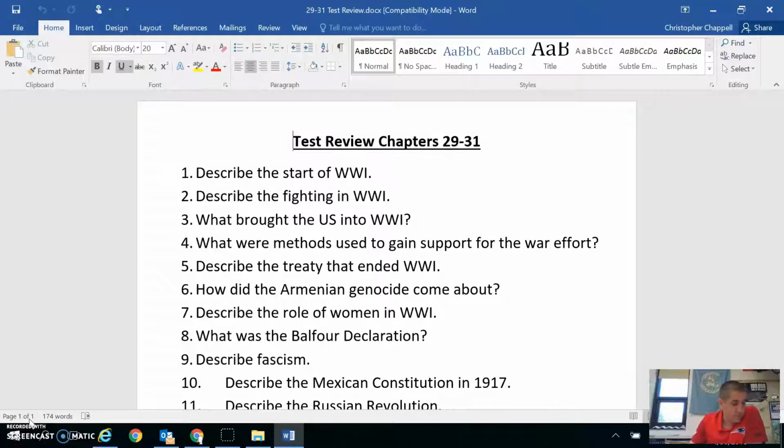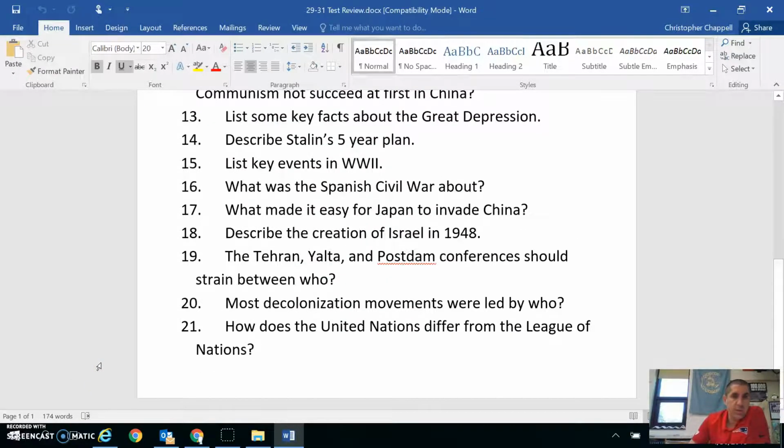Number 18, the creation of Israel started a war, and it came about primarily because of the Holocaust. Number 19, be familiar with the Russian involvement and the U.S. and the British involvement in this. Number 20, sorry, I can scroll down here so you can see these questions, but hopefully you've got your sheet with you. Number 20 is about decolonization and who it was led by. Western educated people in the countries that were being colonized led this, and it was opposed by white settlers.